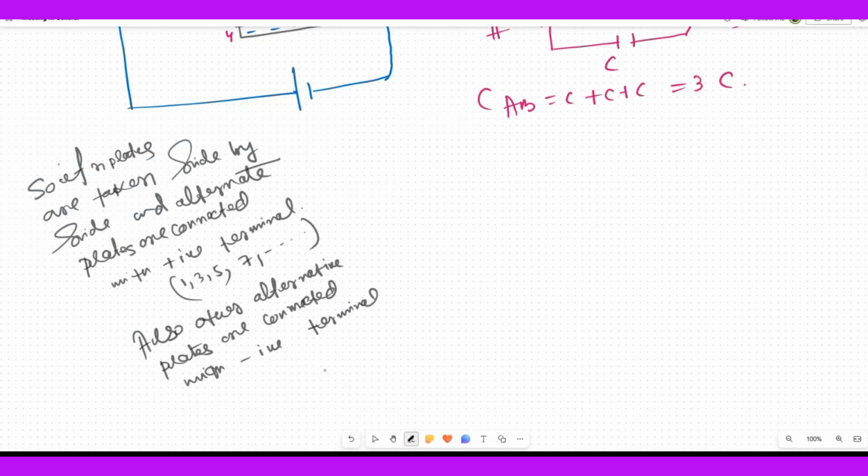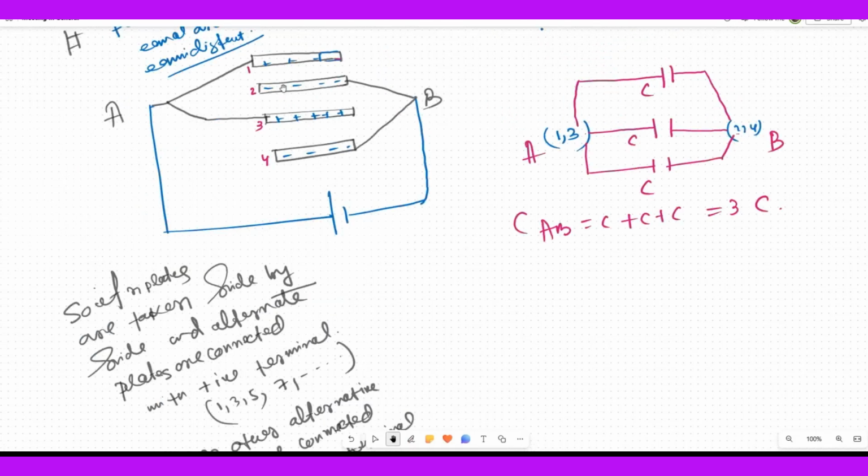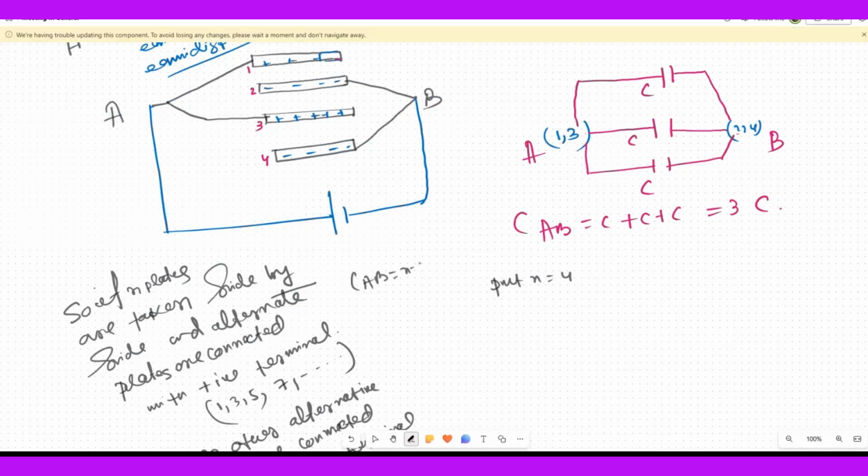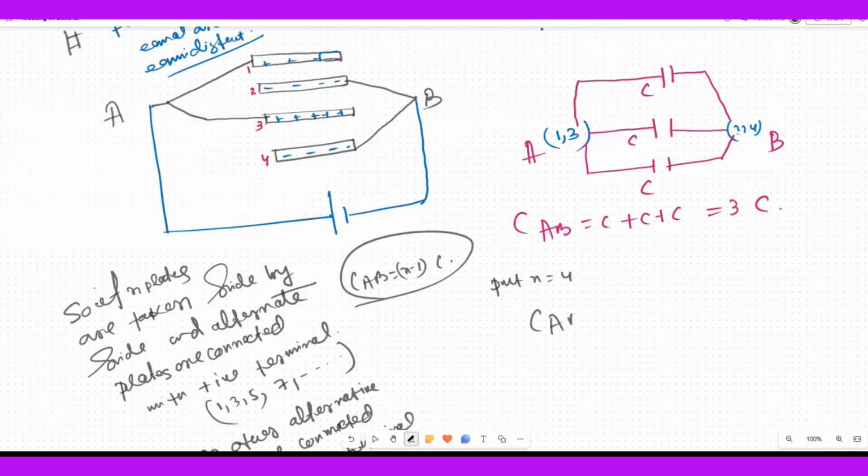Then CAB will be what? In that case, CAB will be n minus 1 into C. They will be in parallel combination. That's why if 4 plates are there, you put n equal to 4. If n plates are there, what have you seen? CAB equal to n minus 1 into C. For n equal to 4, CAB will be 4 minus 1 into C, that is equal to 3C. Clear? Hope you have understood.